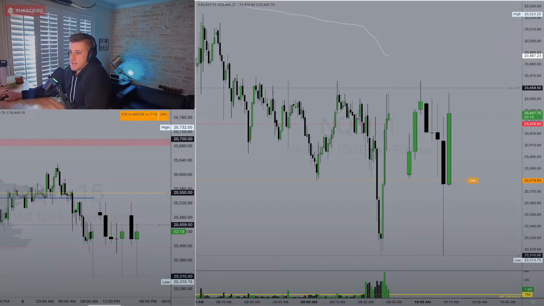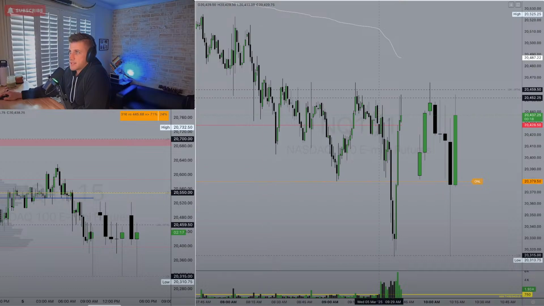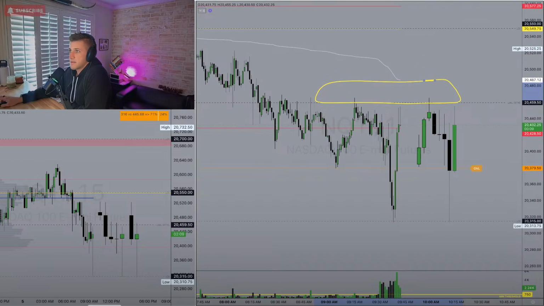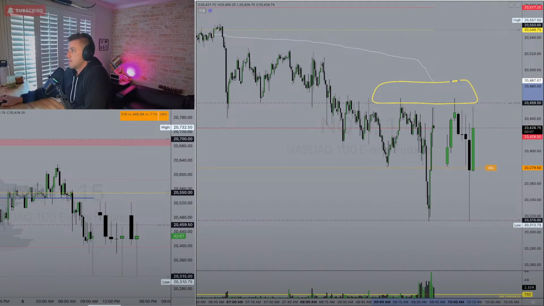Yeah, we want to see this reaction here. 460 up into VWAP. Kind of a wide zone, but it's kind of the focus here. Nicely done, Noah.